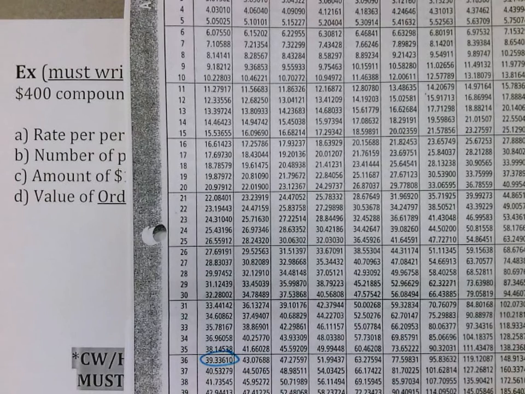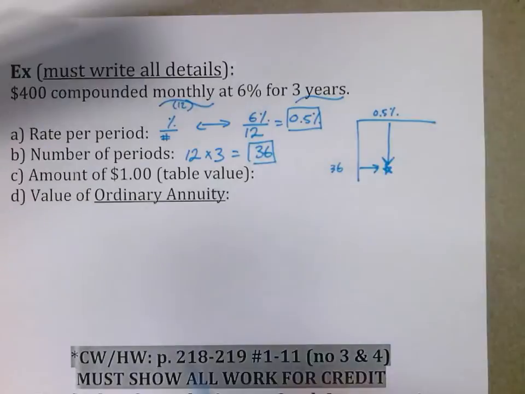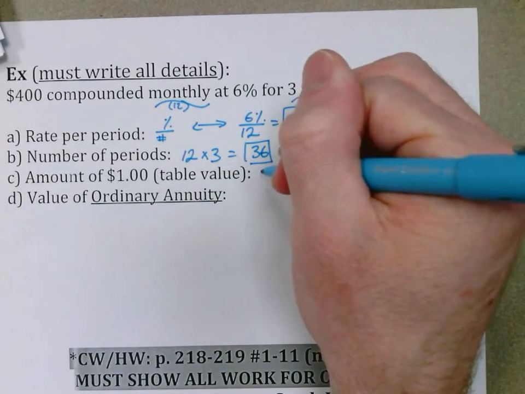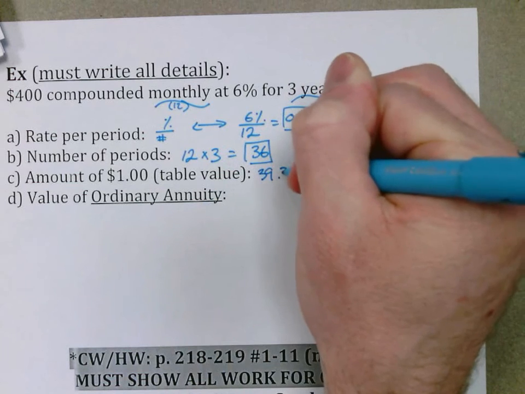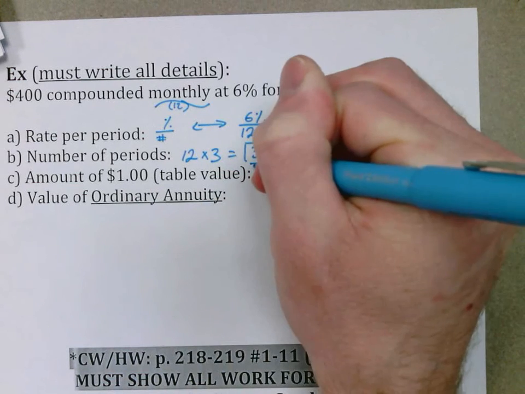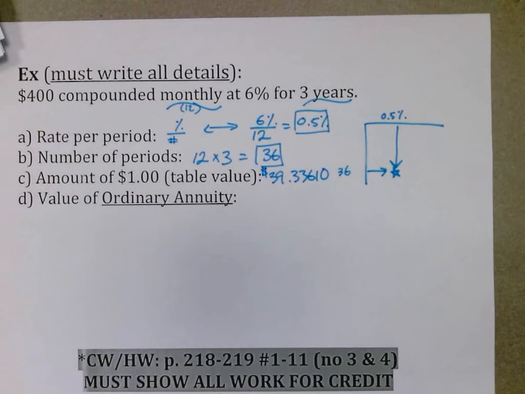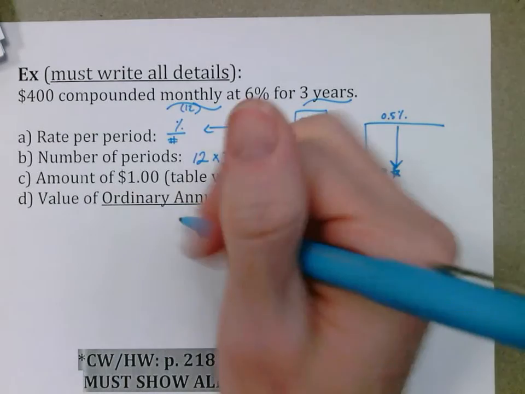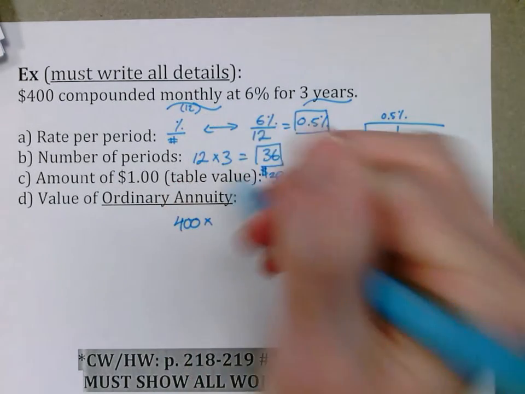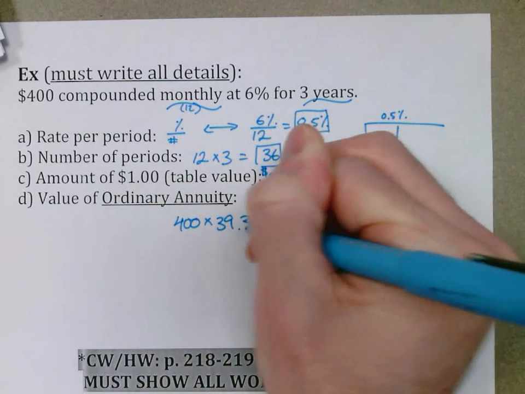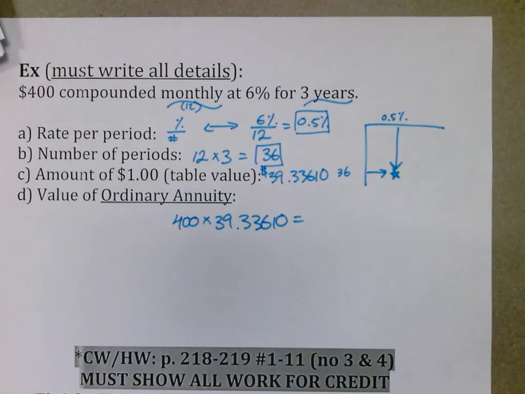This tells us that for every dollar invested, it's going to turn out to a little bit over $39.33. So that's 39.33610. So that's our table value once again of 39.33610. And you guys know that this value that we're getting from the table, that's what we multiply against the amount of money that we're putting into this account. So we're going to do 400 times 39.33610. Give me a second here. You guys can go ahead and crunch that as well.